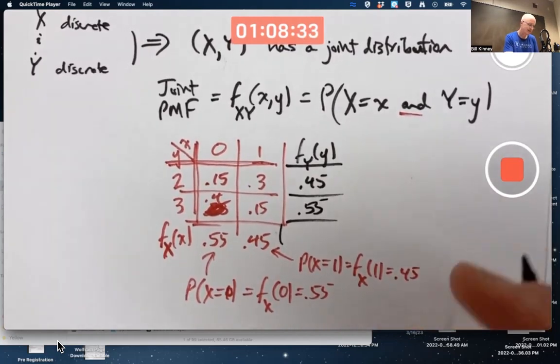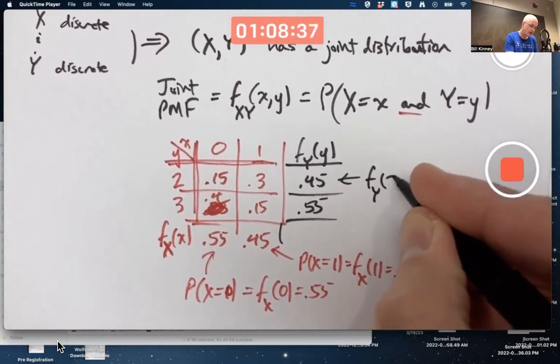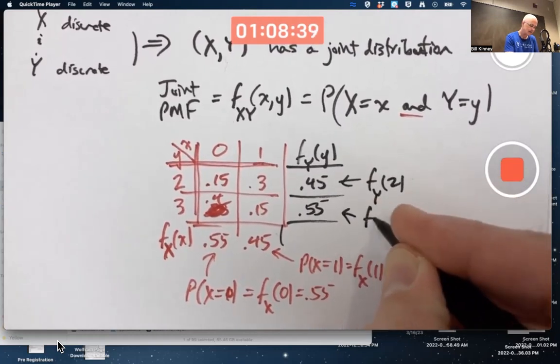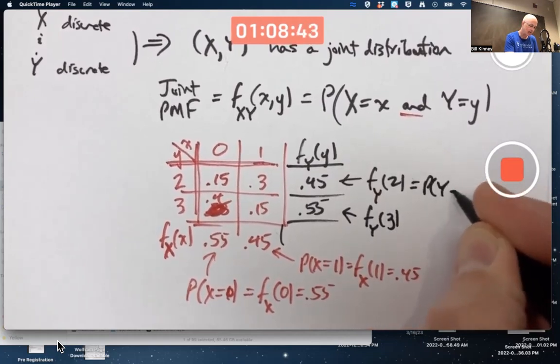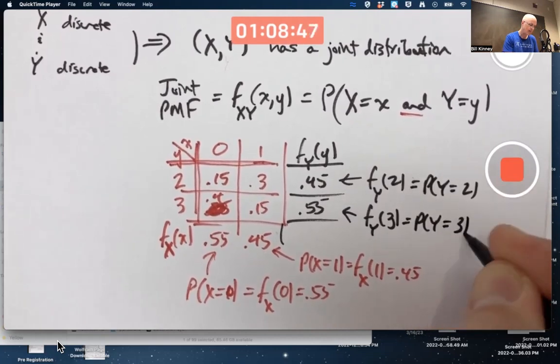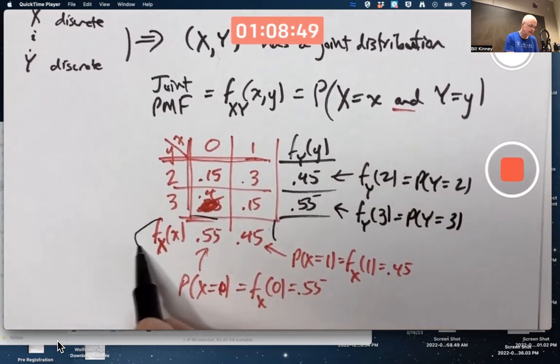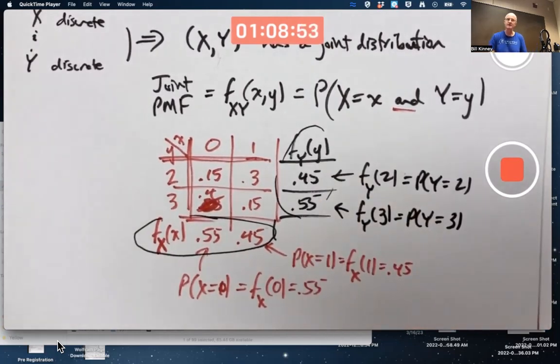That's accidental. Okay, so this would be little f sub capital Y of 2, and this would be little f sub capital Y of 3. That's the probability that capital Y equals 2, and this is the probability that capital Y equals 3. These function values being in the margins of these tables makes us call these marginal distributions.